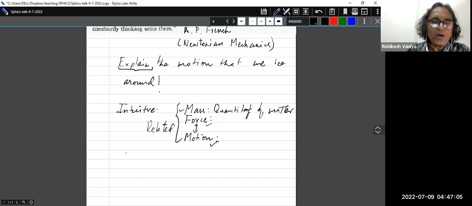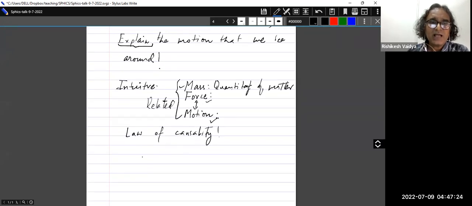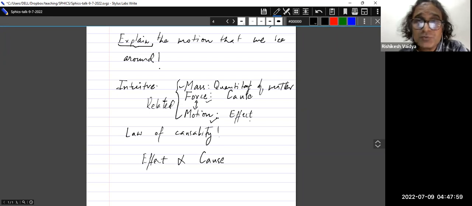So when we say that we want to explain the motion, what we sought was a law of causality, that gives an equation, and that gives an understanding that an effect is proportional to the cause. And I think force was intuitively known to be a causative agent, and motion was intuitively known to be the effect.